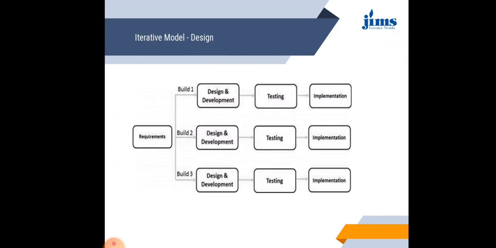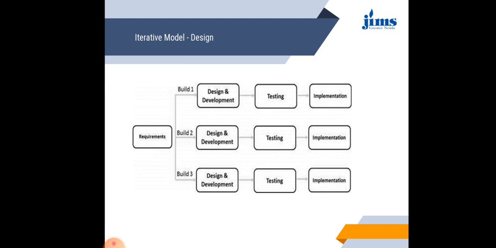The diagram shows that we have already done the requirements part. After the requirements, according to the requirements we make version 1, that is build 1: design and development, where we design and develop any unit or model, and then testing and implementation. Simultaneously we make version 2, an enhanced version of version 1. There are many changes in version 2 compared to version 1, and that is known as build 2: design and development, testing and implementation. Now the third version: design and development, testing and implementation.